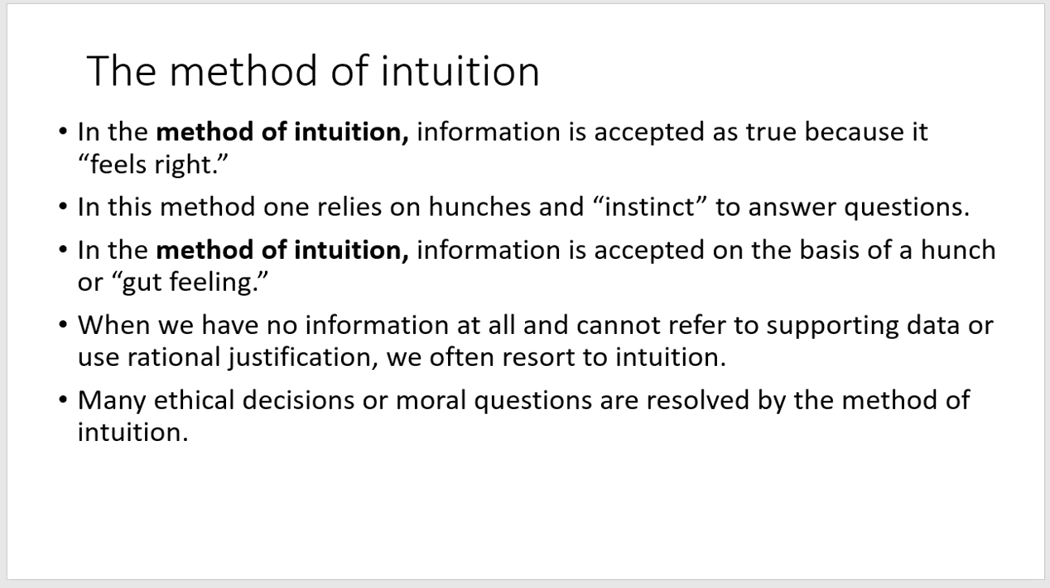The second method is the method of intuition, and the method of intuition means knowing something by hunch, by developing an impression that this will be the situation. So when we gain knowledge by such instinctual impressions, then that method is called the method of intuition. So information is accepted as true. Why? Because it feels right. It is my gut feeling that this is the real situation.